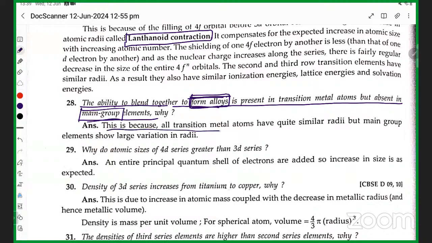This is because all transition metal atoms have quite similar radii, but main group elements show large variation. If the radii are similar, what is going to happen? They can form the alloy.